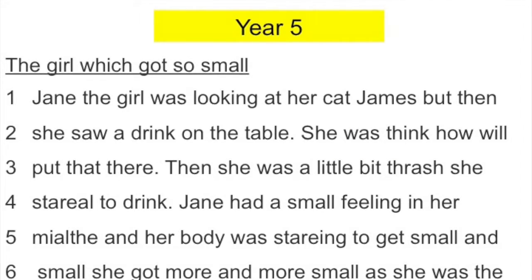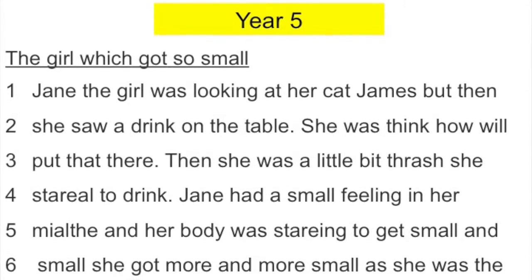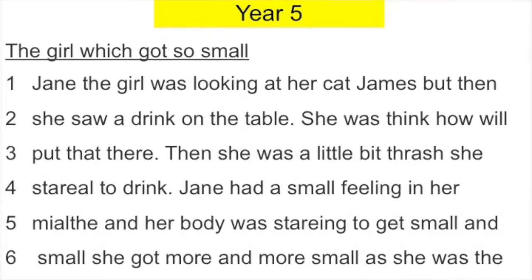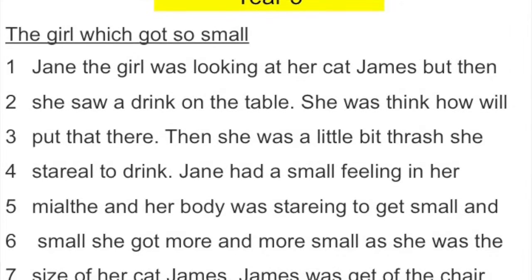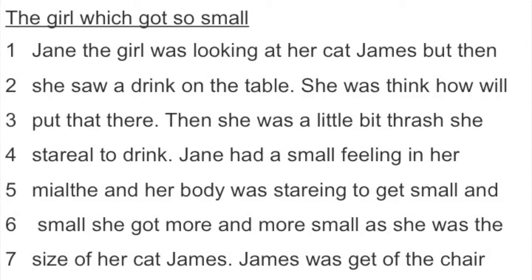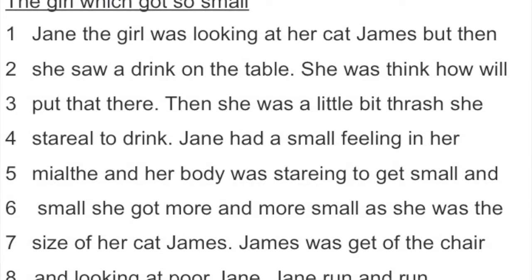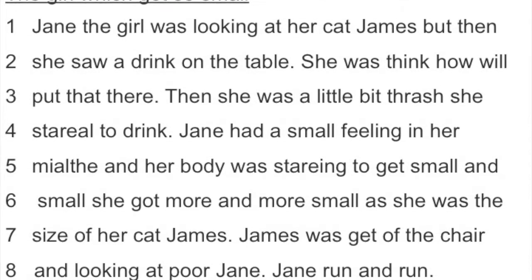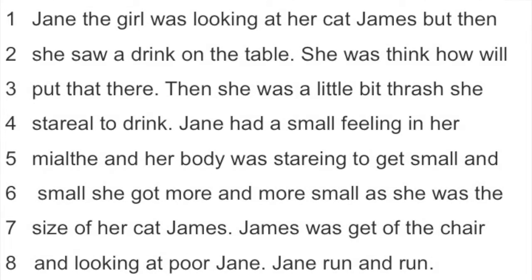Okay, let's have a look at a Year 5 pupil. Jane the girl was looking at her cat James, but then she saw a drink on the table. She was think, how will put that there? Then she was a bit thrash, I think she means thirsty. She stole to drink. Jane had a small feeling in her middle, and her body was staring to get small and small, and she got more and more small, for she was the size of her cat James. James was get off the chair and looking at poor Jane. Jane run and run.